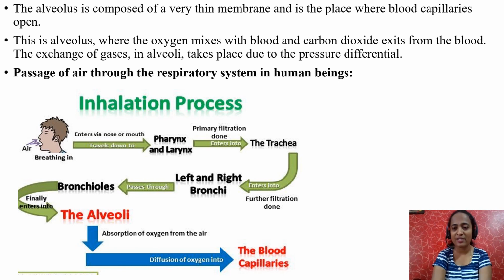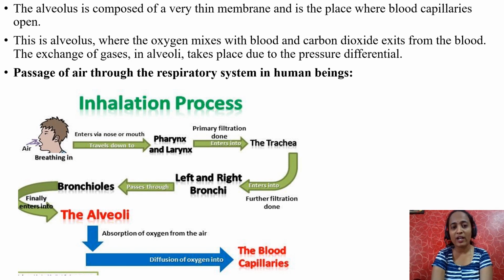Once we take in air through the nose, the air enters via the nose or mouth to the pharynx. The pharynx is a common passage of food and air. Once air enters the pharynx, it then enters the larynx, the voice box. Here secondary filtration takes place. It is not the primary filtration; the first filtration takes place in the nose. After that, air enters the trachea. Here further filtration is done.